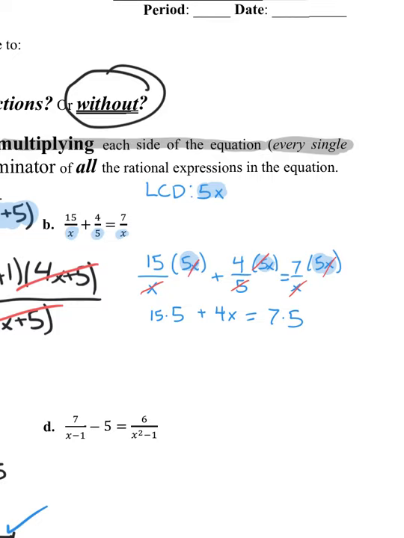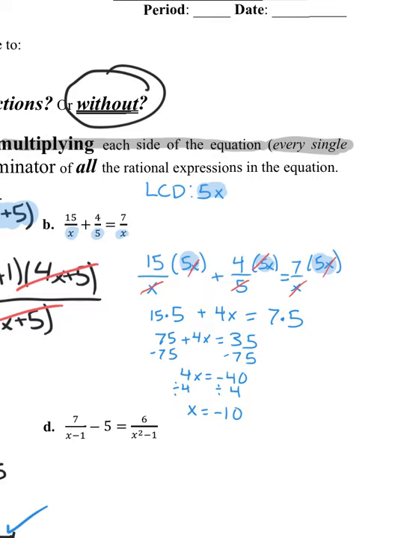That is a much better equation to deal with than what I had before. 15 times 5, that's 75, plus 4x equals 35. I subtract 75 from both sides, and I get 4x equals negative 40. I divide both sides by 4, and I get x equals negative 10. That's what I get for my result for this problem.